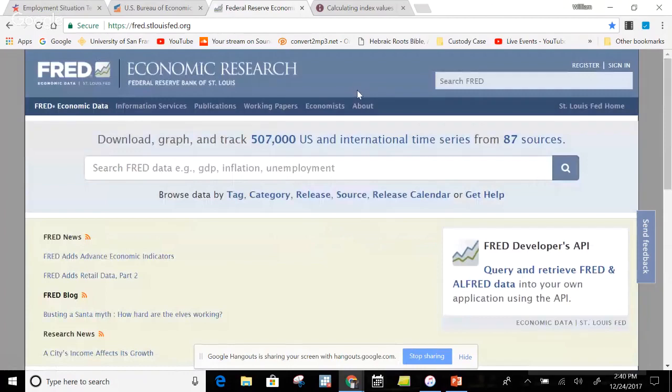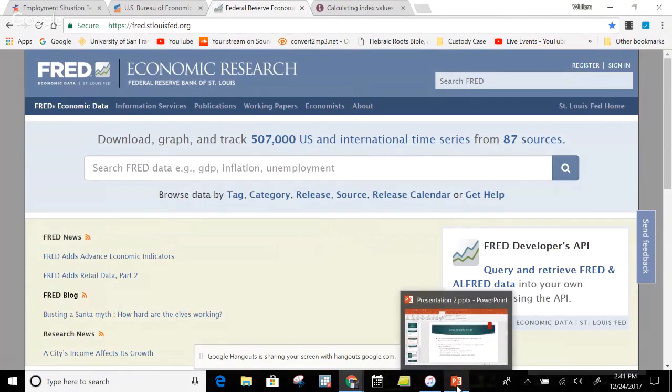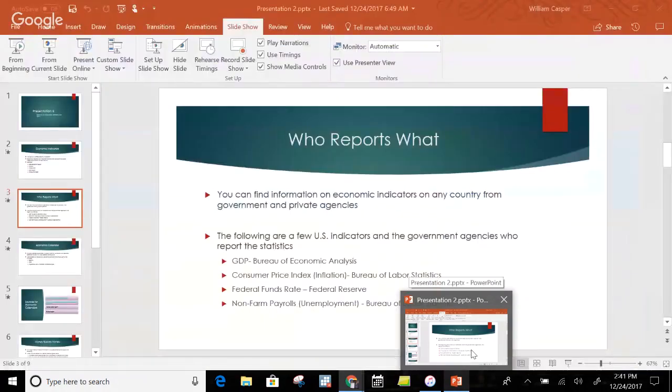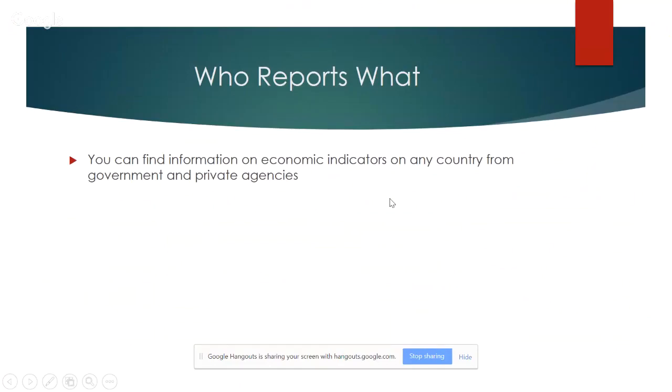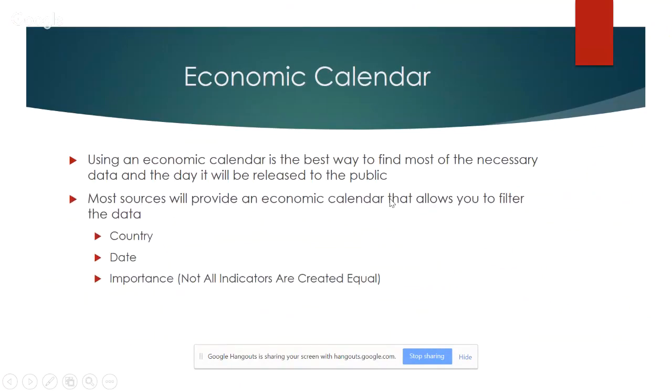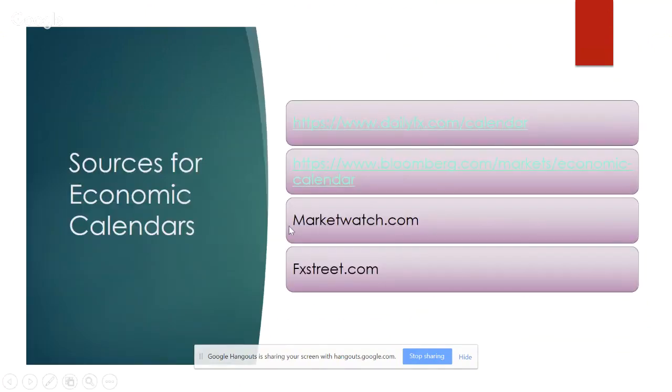I'm not telling you guys to do something that deep and in depth, but just so you know, there's a lot of information that you can find on the Federal Reserve website. And the Federal Reserve does a really good job of summarizing it for people that aren't super familiar with how markets work, right? So now that you know who reports what, and about the economic calendar and why you should use one, we're going to continue on with that.